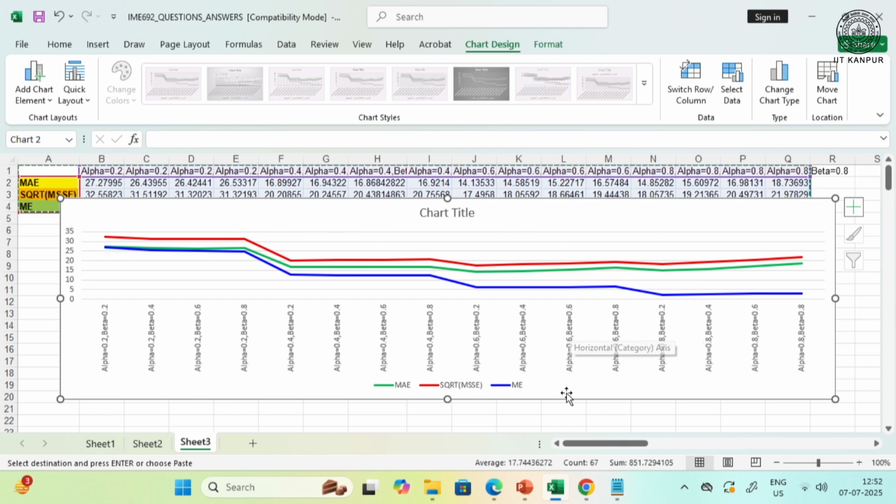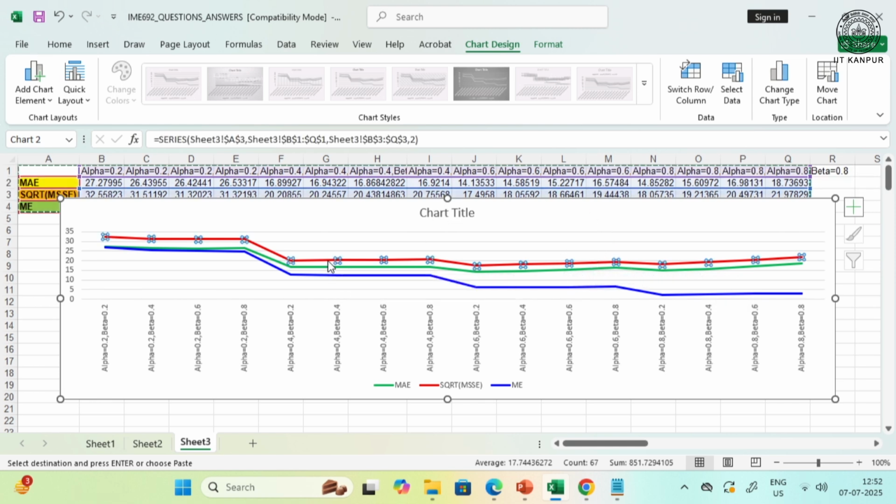Number two is that the mean error slowly decreases, and the difference between the mean error and MAE and the square root of MSE, which is mean squared error, the square root of that is the standard deviation sort of thing. That difference between the red, green and the blue increases as you increase alpha and beta. Now, alpha, beta increasing and decreasing I have already explained with the diagram.